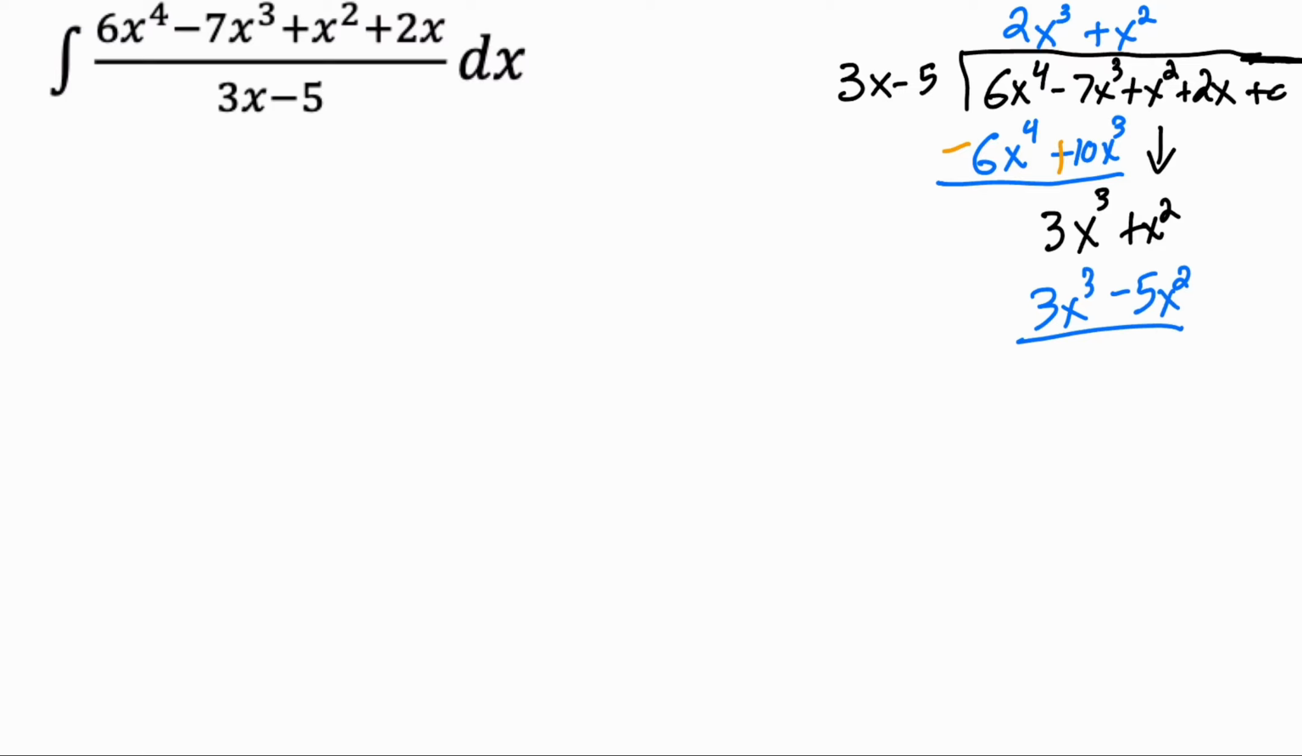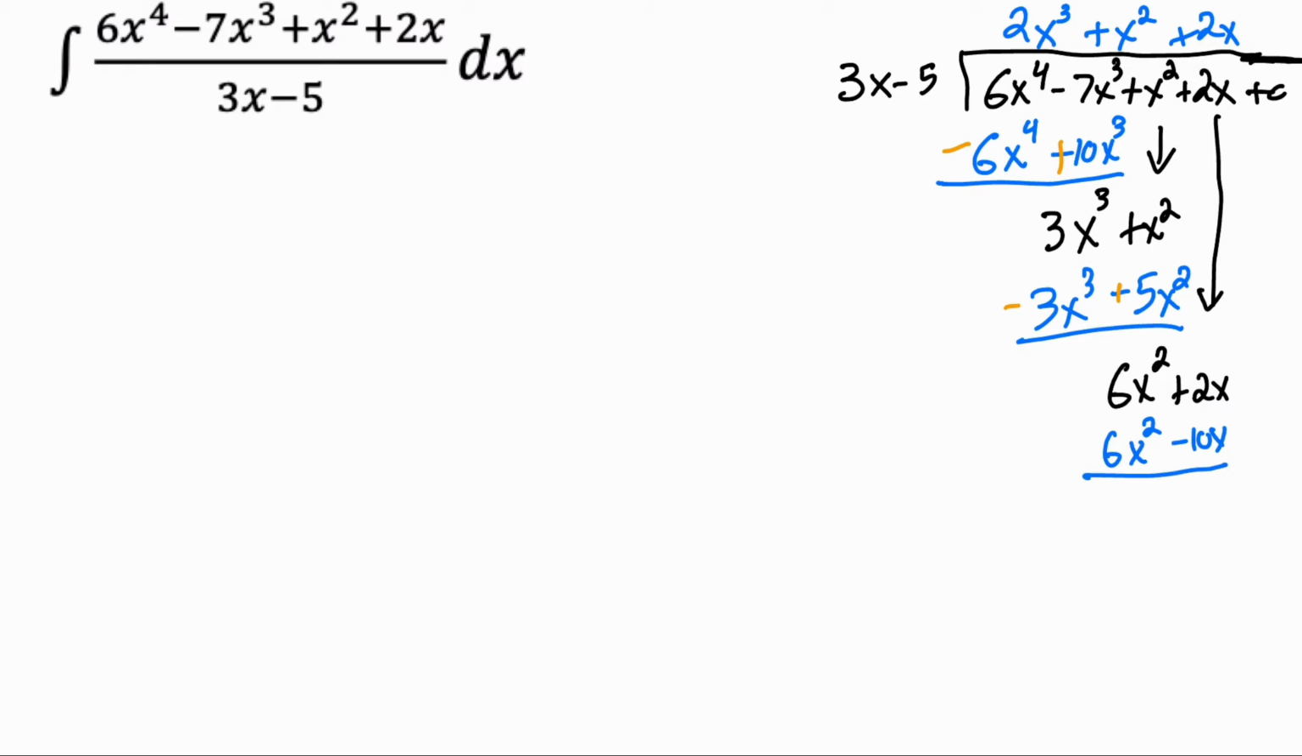And again, we'll switch those signs and combine those like terms. So once we do that, the x cubes are gone, and we end up with 6x squared. We'll bring down that plus 2x, and again, look for that product, right? So what times 3x gets us 6x squared, but we have a 2x at the end. So 2x times 3x gets us 6x squared. 2x times negative 5 gets us negative 10x.